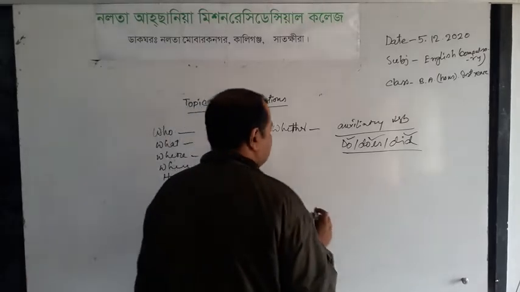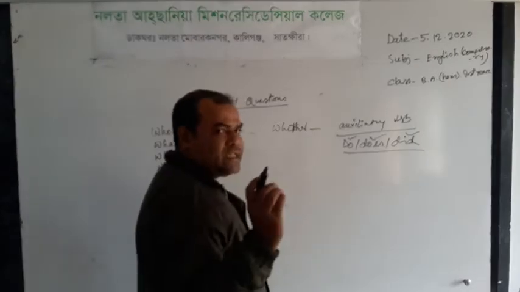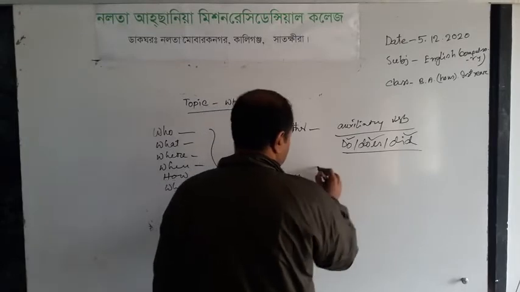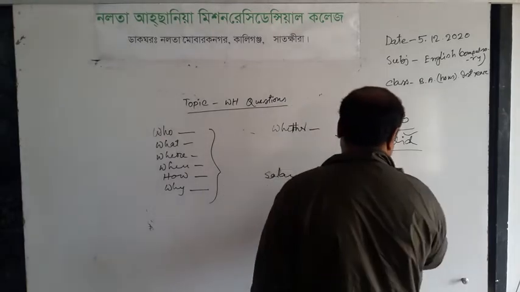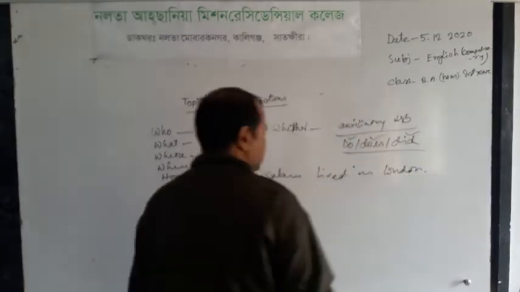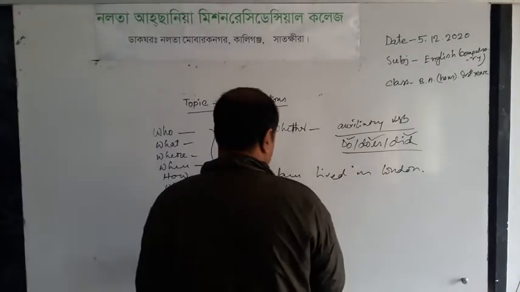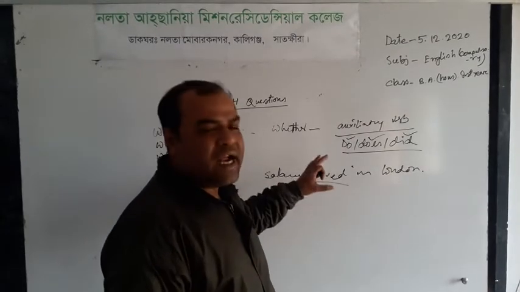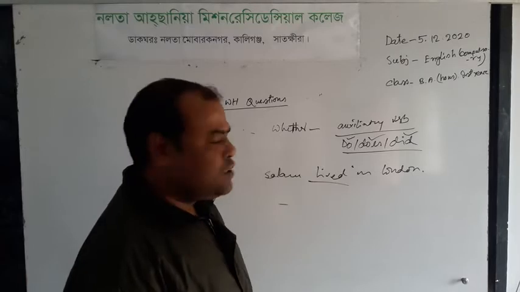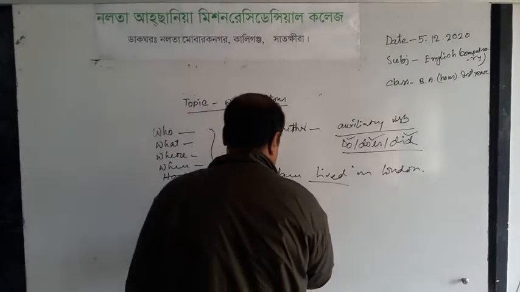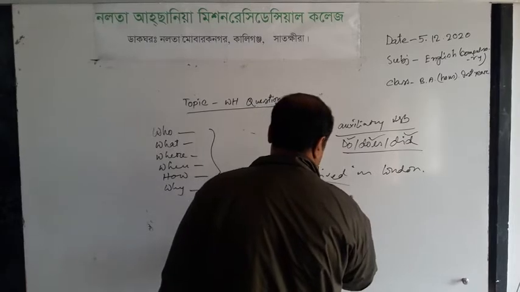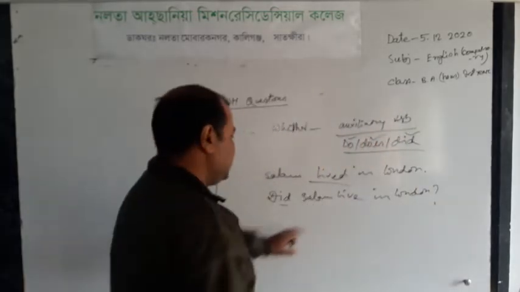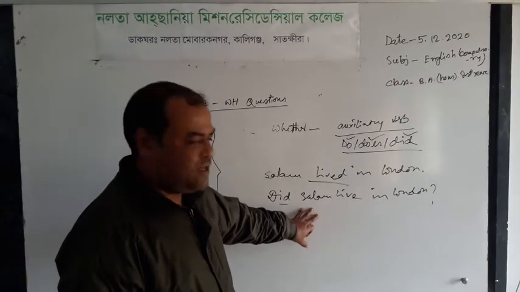So, how do you turn an assertive sentence into an interrogative? At first, you will look at this: Salam lived in London. It's a very simple sentence. There is no auxiliary verb in the sentence, but the verb is in past form. So you have to take did to turn it into an interrogative. Did Salam live in London? We have turned it into an interrogative, but it's not a WH question.